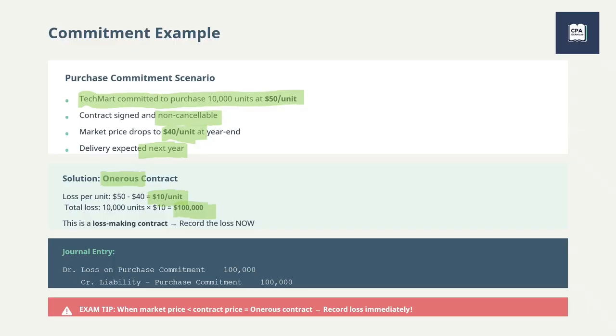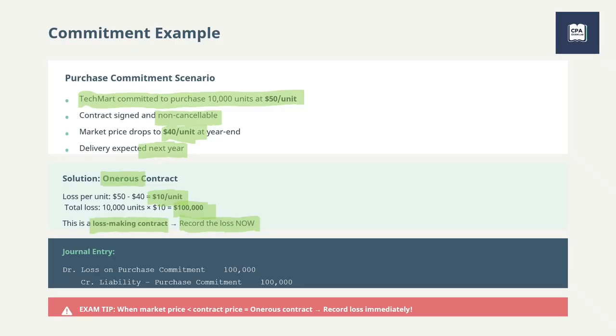Our total loss is $100,000. So we know that this is a loss-making contract. If this wasn't an onerous contract, if this wasn't a loss-making contract, we would only disclose it in the footnotes. We would just reveal it. But because this is a loss-making one, we record it.